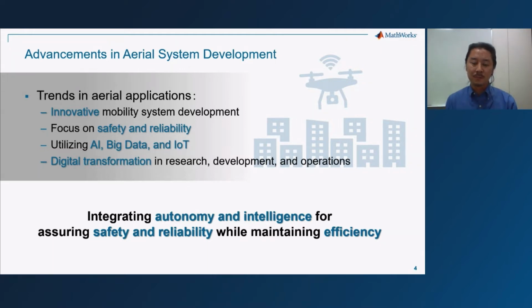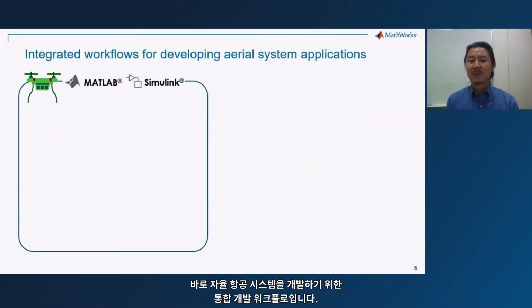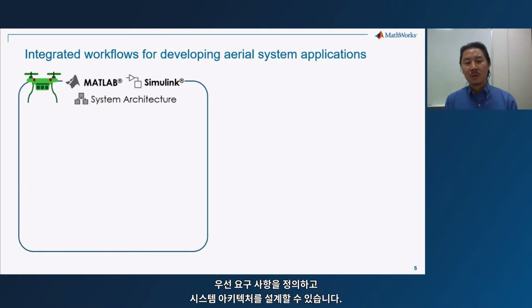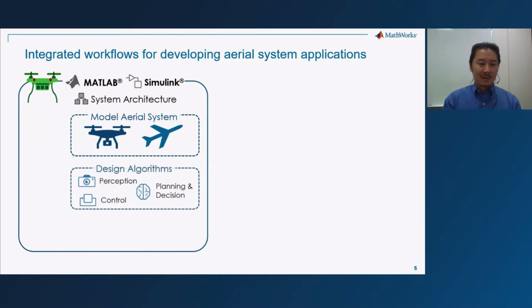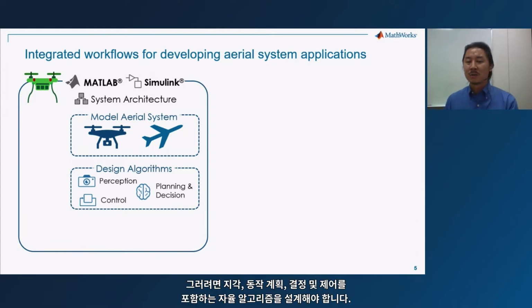To summarize, aerial systems are beginning to integrate autonomy and intelligence for assuring safety and reliability while maintaining efficiency in operations. So now I want to switch over to another perspective, which is the integrated development workflow for developing autonomous aerial systems. And you could do a lot of things within the MATLAB and Simulink ecosystems, which I want to start off with. You could define your requirements and design system architecture. You could then do more detailed modeling of your aerial system, including the plant model and control system. You definitely, most likely, want to add autonomy, and this would be designing autonomous algorithms, which include perception, motion planning, decision, and control.